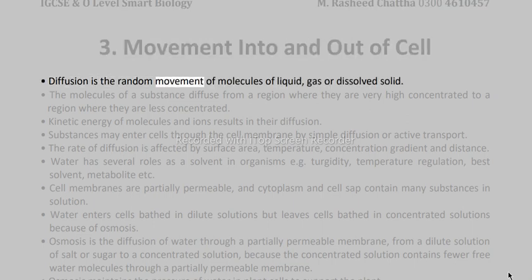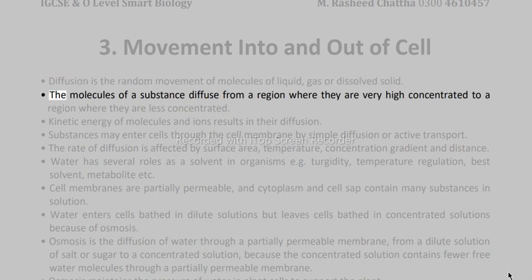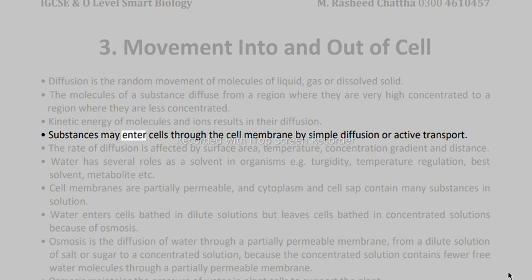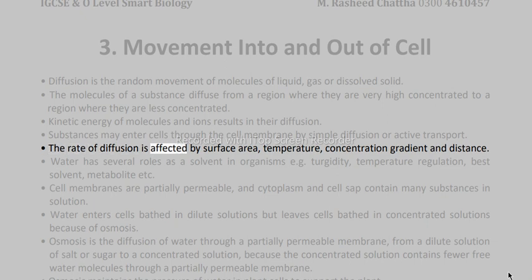Diffusion is the random movement of molecules of liquid, gas, or dissolved solid. The molecules of a substance diffuse from a region where they are highly concentrated to a region where they are less concentrated. Kinetic energy of molecules and ions results in their diffusion. Substances may enter cells through the cell membrane by simple diffusion or active transport. The rate of diffusion is affected by surface area, temperature, concentration gradient, and distance.